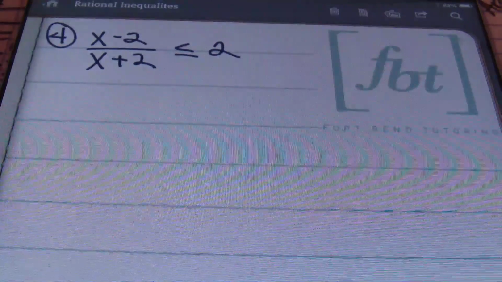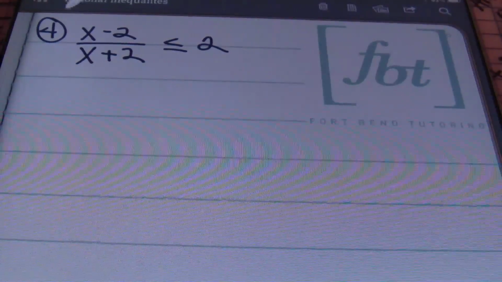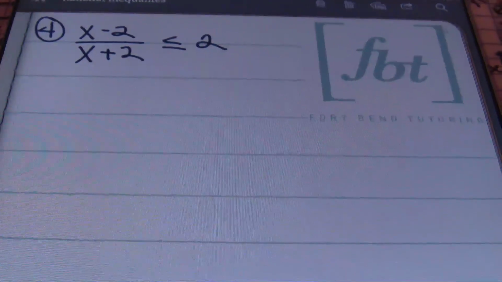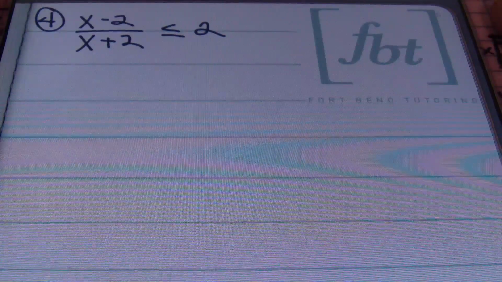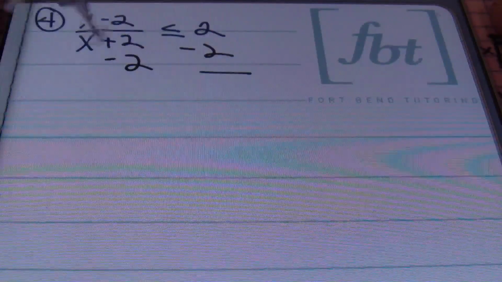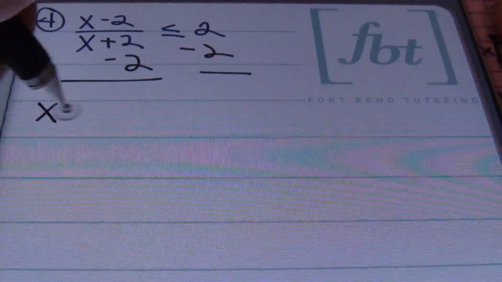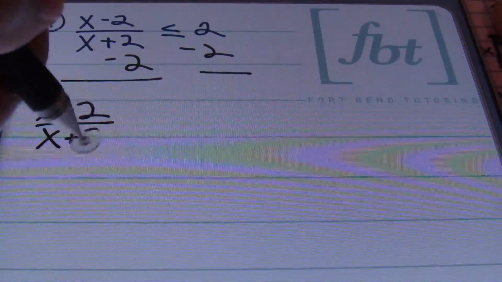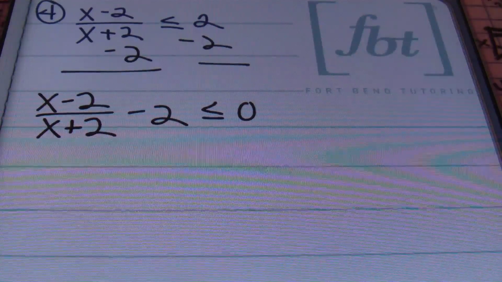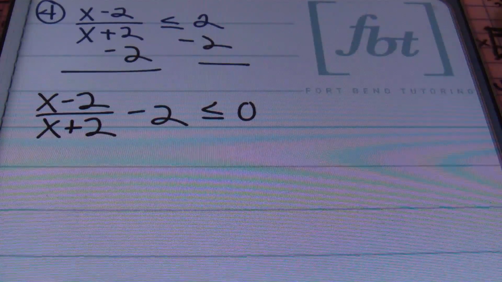All right, in problem number 4, we have the following problem. We have (x minus 2) divided by (x plus 2), which is less than or equal to positive 2. Remember, you want to set your inequality to 0. So we're going to start by subtracting 2 from both sides of the inequality here. This leaves me with (x minus 2) divided by (x plus 2) minus 2, which is less than or equal to 0. So my first step is getting it equal to 0, and it is. So set your inequality to 0.